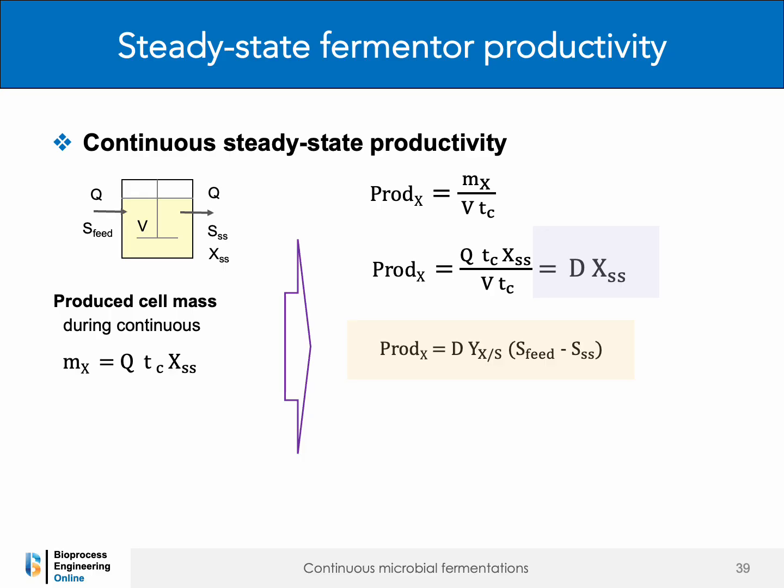Substituting the steady-state expression of the biomass concentration yields prod x equals D Yx/S (S feed minus SSS). By expressing the steady-state substrate concentration as a function of the dilution rate using Monod kinetics, the biomass productivity can be written explicitly as a function of the dilution rate: prod x equals D Yx/S (S feed minus D Ks over (mu max minus D)). This expression forms the basis for determining the optimal dilution rate that maximizes biomass productivity in continuous fermentation.